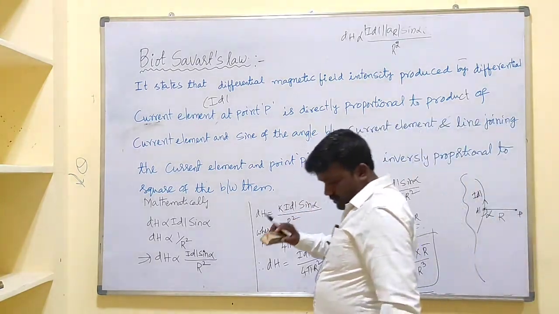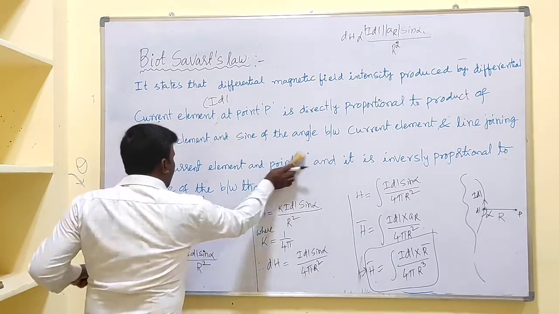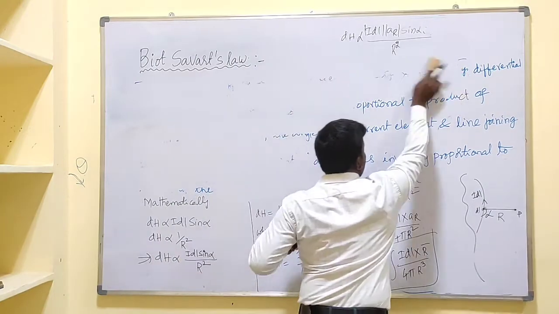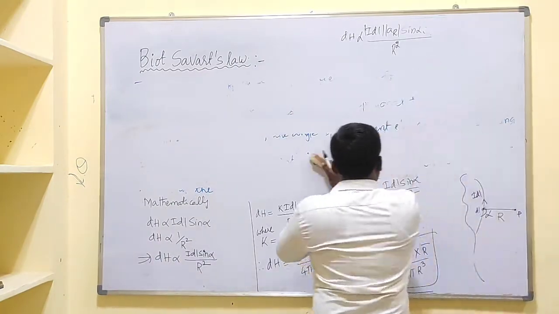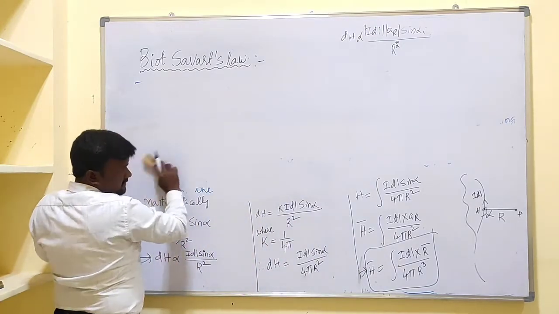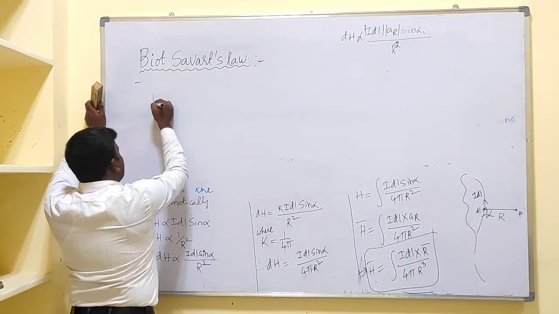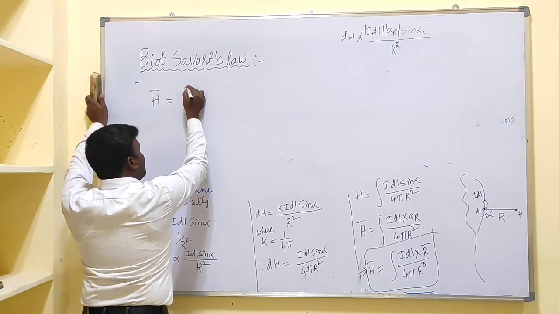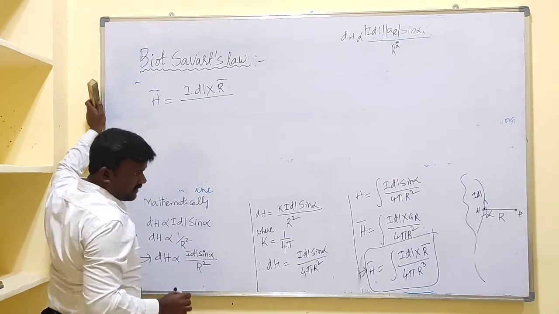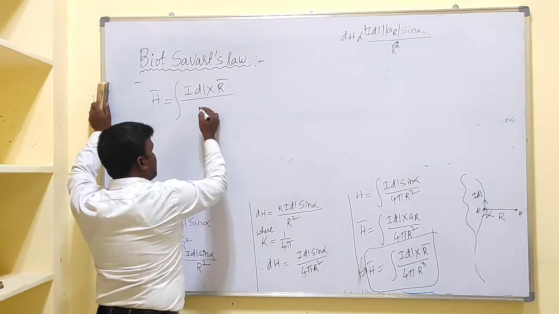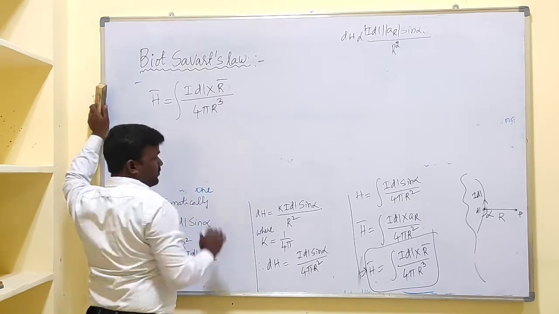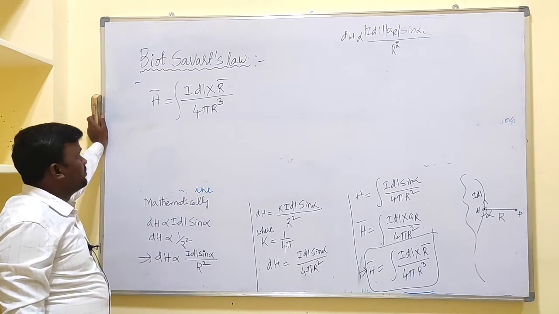We can conclude that the expression is H equal to the integral of I dl cross r bar by 4 pi r cube.